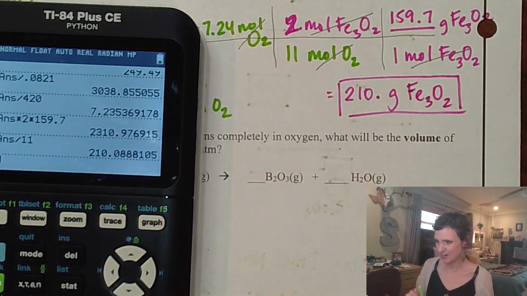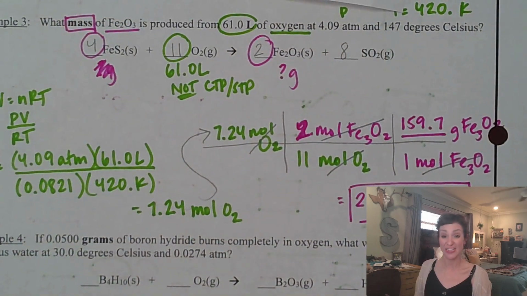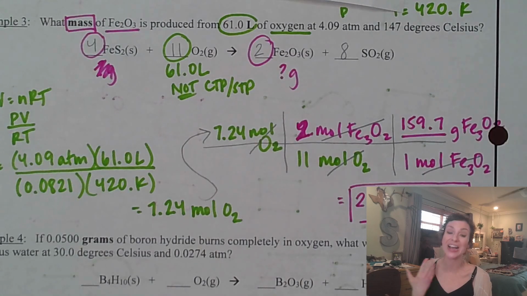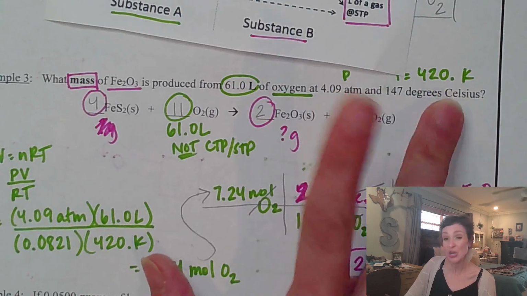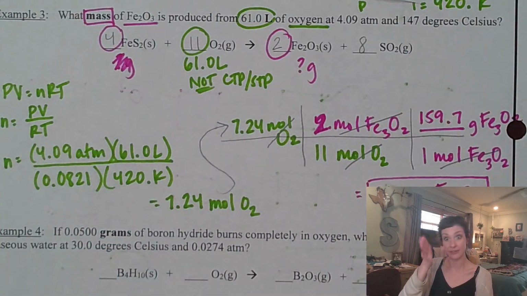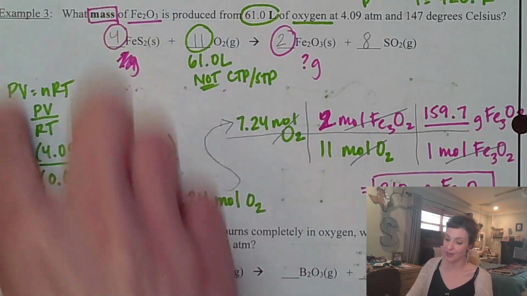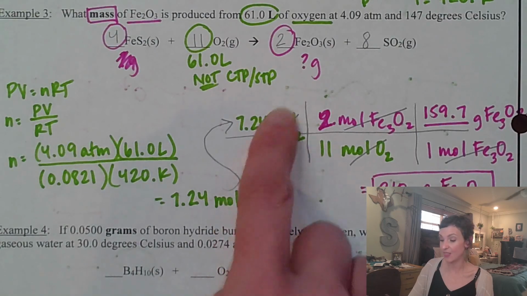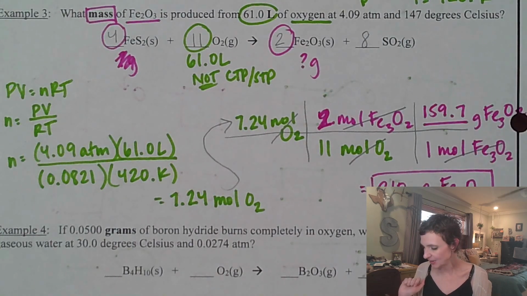Awesome. Okay, so we did our first one where I wasn't at standard temperature and pressure, or constant temperature and pressure. I gave you other temperature and pressure values, so if you see this, you think ideal gas law, okay? We used our ideal gas law for our given to figure out how many moles of our given we had, and then we did stoichiometry like normal. Just a little bit of a stumbling block, but that is okay.